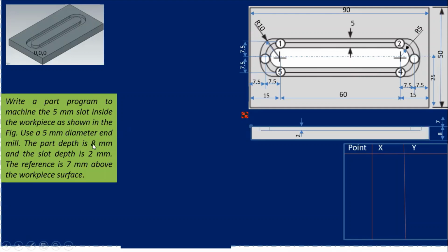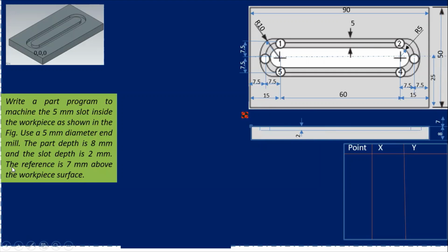Then the part depth is 8 mm and the slot depth is 2 mm. It means the thickness of the plate is 8 mm, but you have to make the slot only 2 mm deep. So the slot depth is 2 mm.